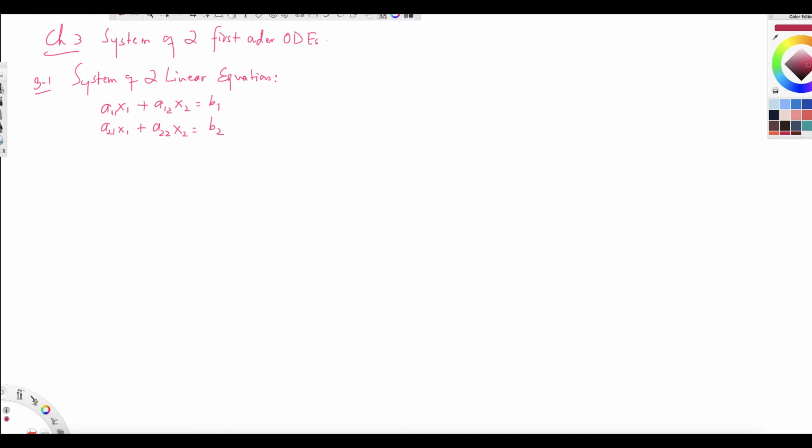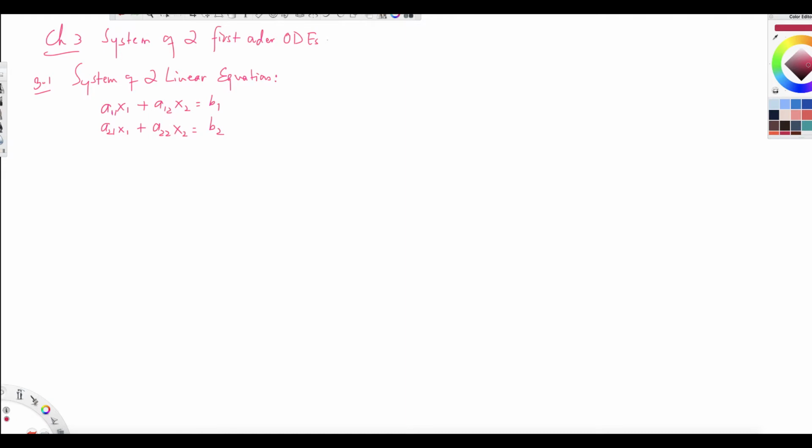In the last chapter, chapter 2, we discussed how to solve ordinary first order differential equations. We discussed the separation of variables method, linear differential equations, the exact equation, Bernoulli's equation, solving equations by substitution, homogeneous and non-homogeneous equations, linear and non-linear, all those types of equations.